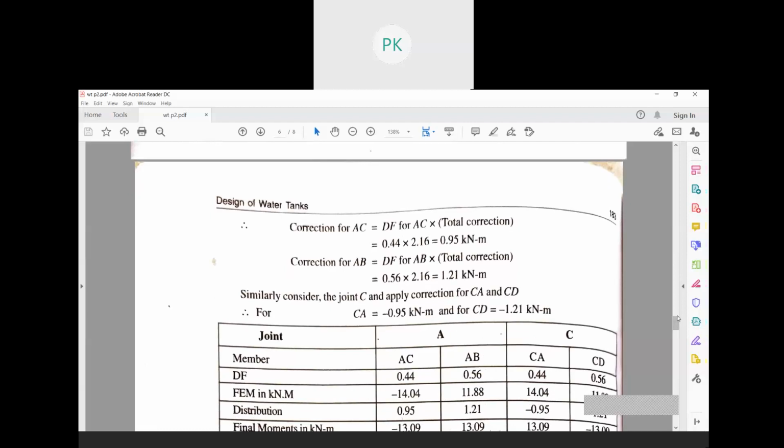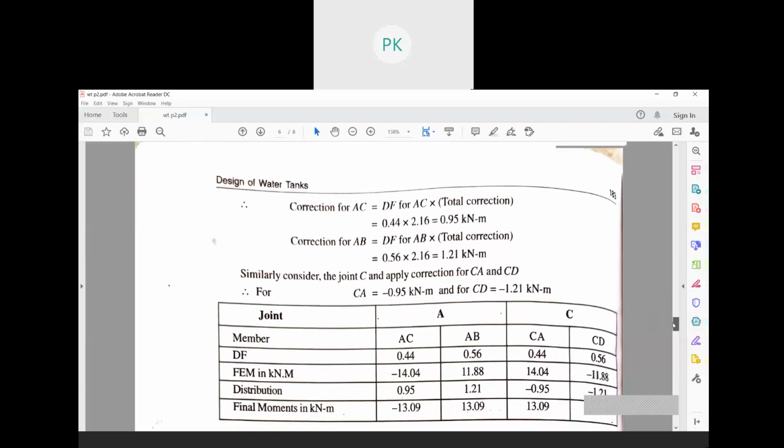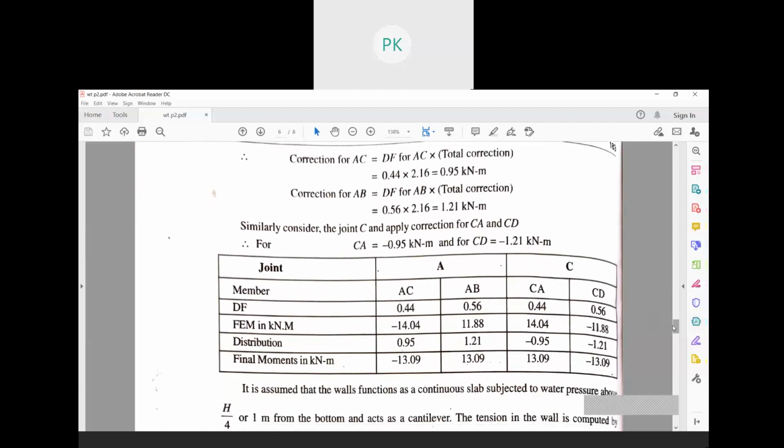Similarly, consider the joint C and apply correction for CA and CD. Then we will get the correction for CA as minus 0.95 kilonewton meter and for CD as minus 1.21 kilonewton meter.